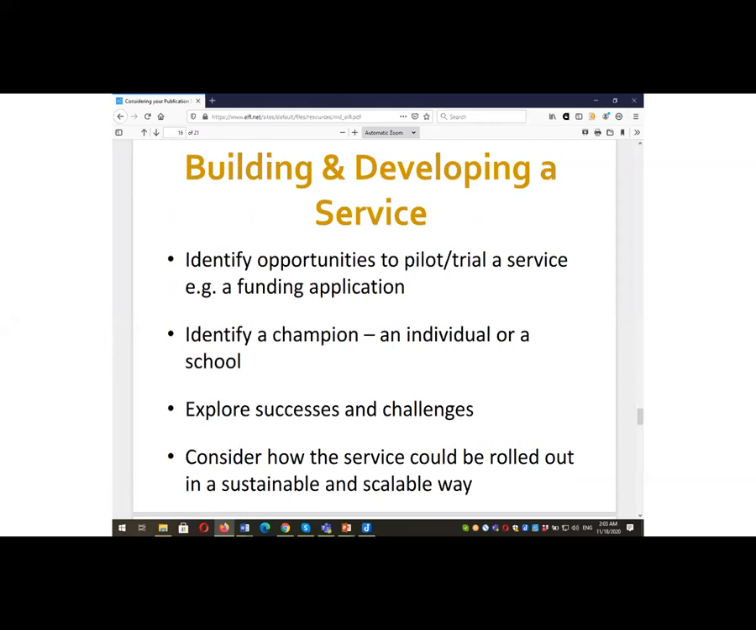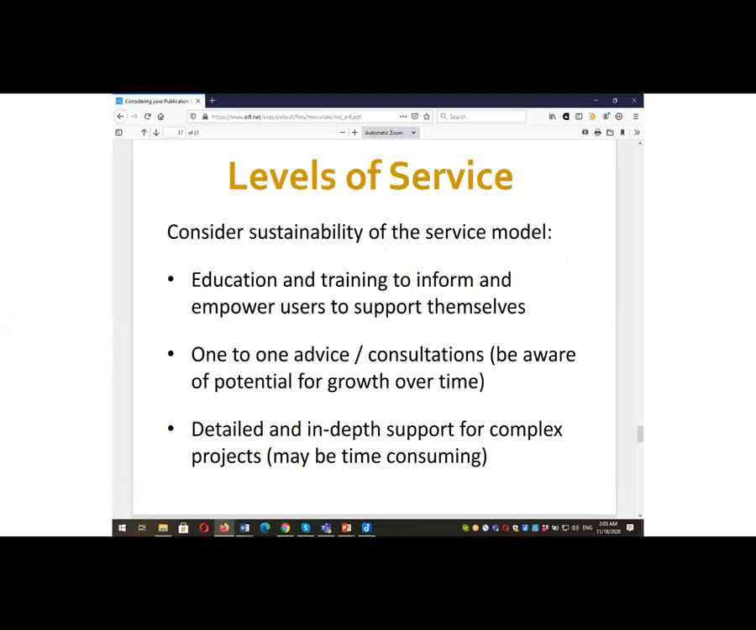And what really worked well for them, they identified a champion. So it could be one researcher, or it could be a school. The library will work with that school to try to tell this broad story of impact. And then using that pilot collaboration, you can explore successes and challenges. And then you can consider whether the service could really be rolled out as a sustainable and scalable service of the library, because maybe it would take too much effort or too much time.